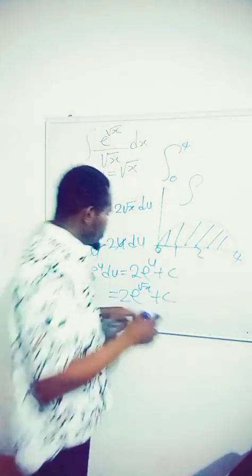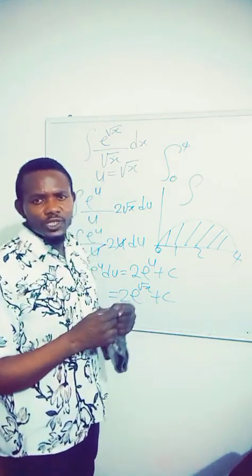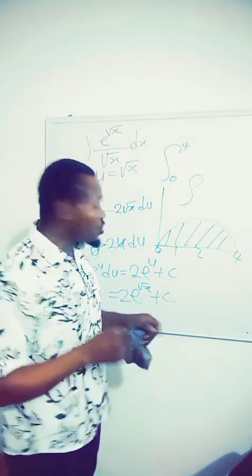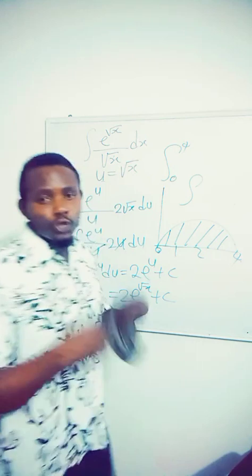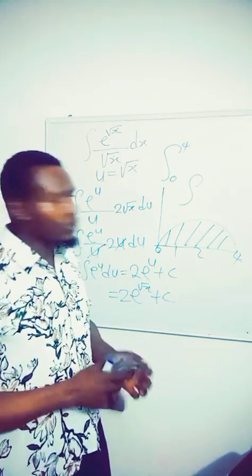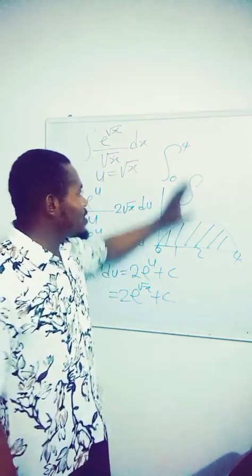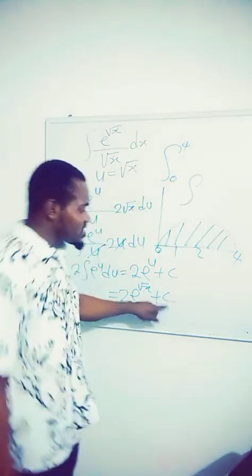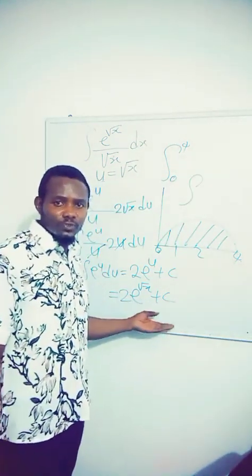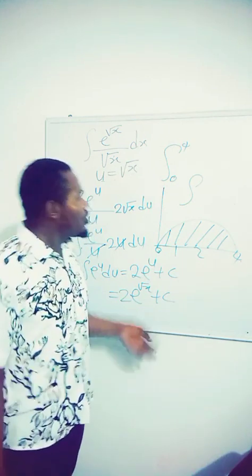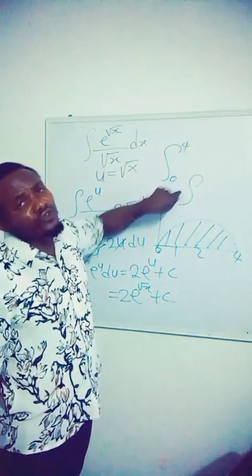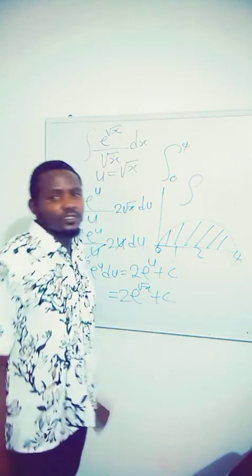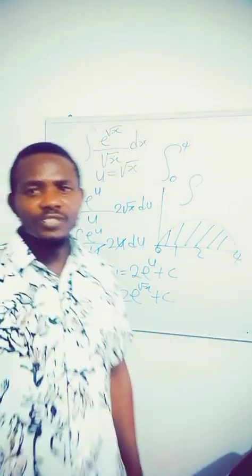All you need to do is to include C, call it constant of integration, because this C is showing us that we don't know the boundary. So that is why when you integrate something without boundary, lower and upper limit, you include C when you are done with the integration. But once you have the boundary, there's no need to include C. So C is the constant of integration.